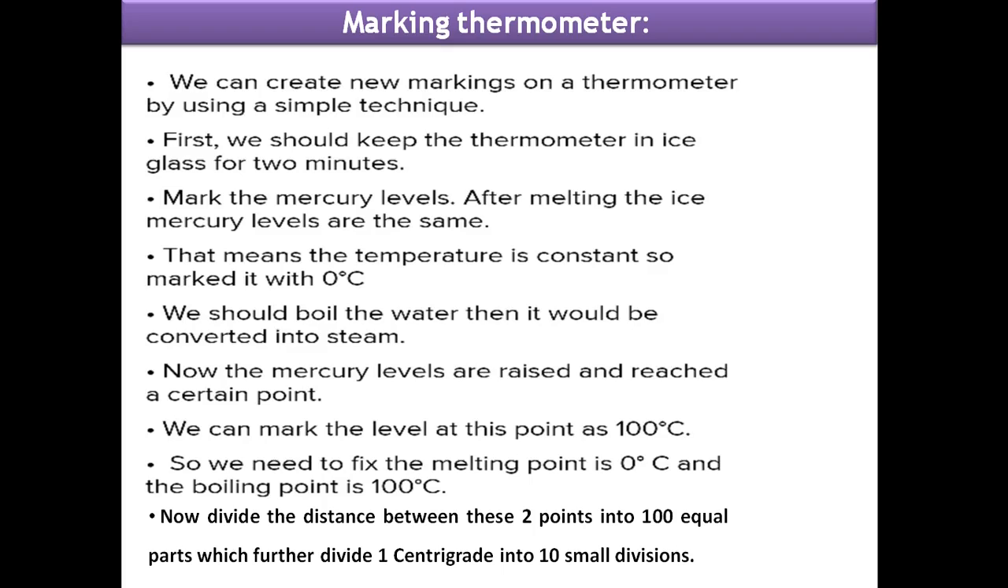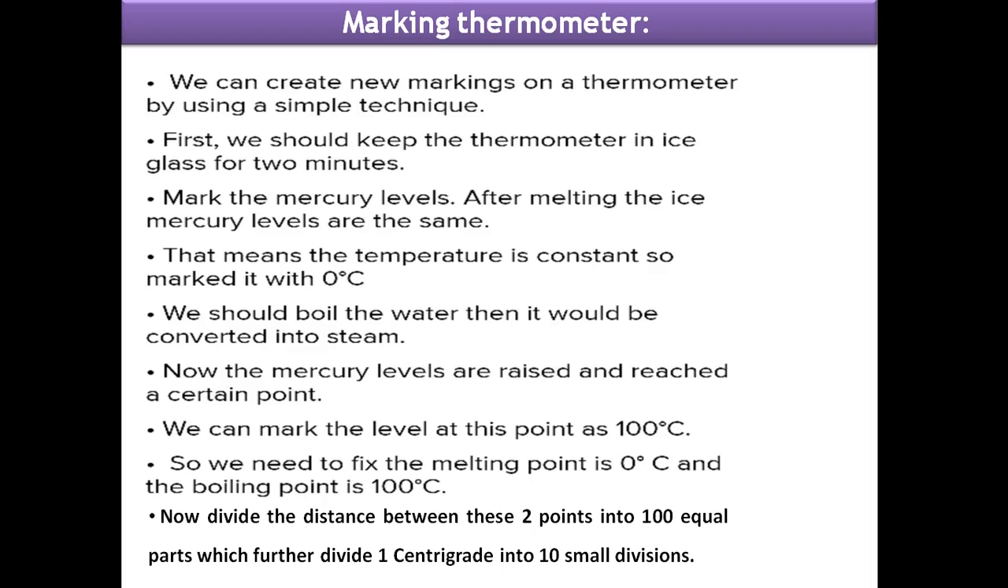Let's learn about it. For that, take some ice cubes in a beaker or a bowl. Immerse the thermometer bulb into the ice cubes for 2 minutes. Then take it out and mark the mercury level. After the ice melts, the mercury level remains the same. That means the temperature is constant. So mark it as 0 degrees Celsius.